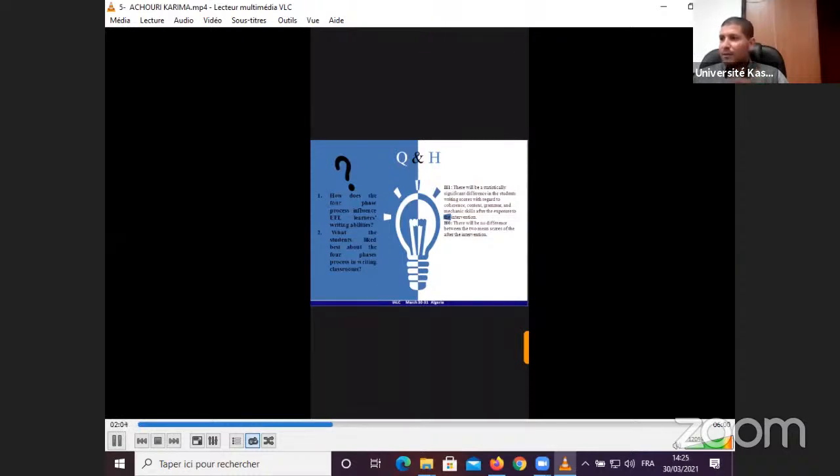According to the addressed questions, the following hypotheses have been put forward. The alternative hypothesis suggested that there will be a statistically significant difference in the students' writing skills with regard to coherence, content, grammar, and mechanics skills after the exposure to the intervention. And as far as the null hypothesis is concerned, it suggested that there will be no difference between the two main schools after the intervention.